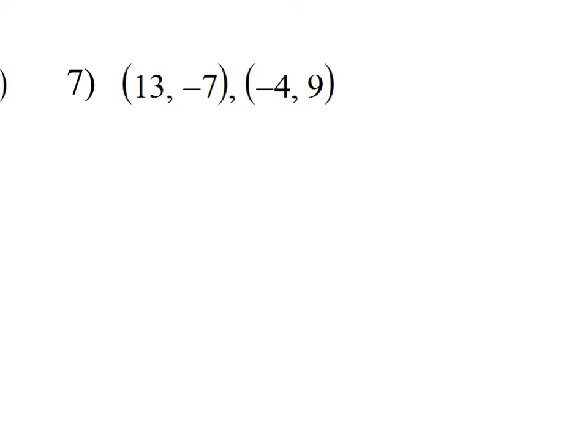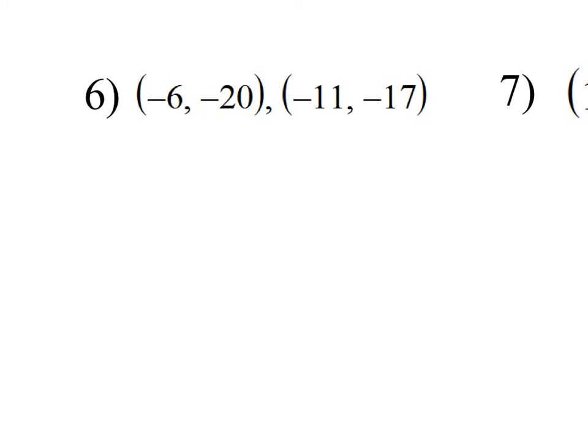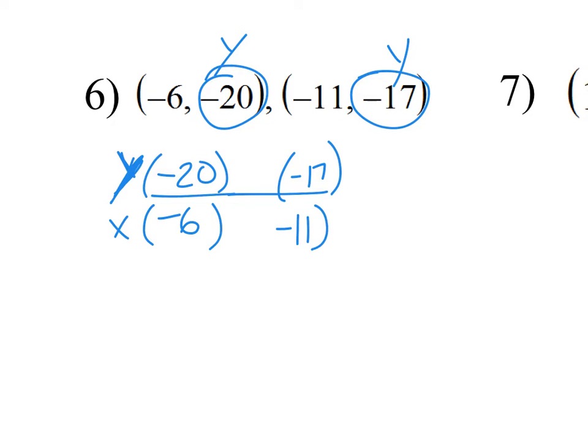Okay, couple more questions. Actually, 7 is exactly the same as 2, so I'm just going to do 6. So let's do it again. We take the 20 and the 17. These are our y's. They go on top. So -20 on the top, -6 on the bottom. So remember, this is y over x. All right, and then -17 on the top, -11 on the bottom, minus sign in between, and we do the math. -20 minus a -17 is -3, and -6 minus a -11 is 5.